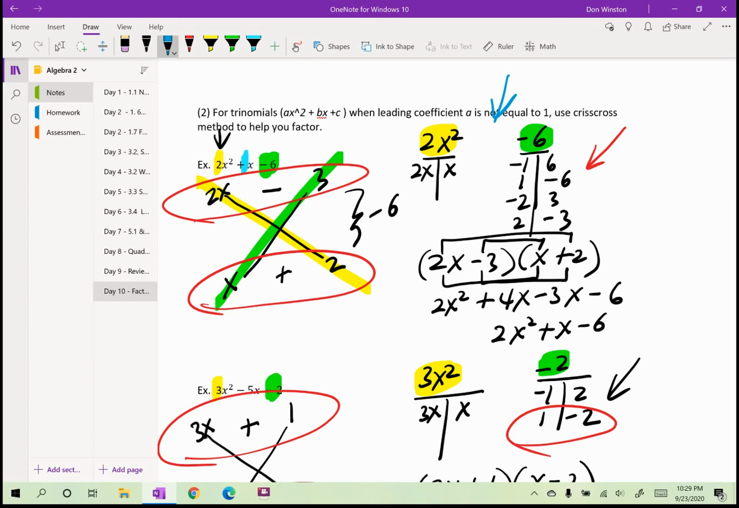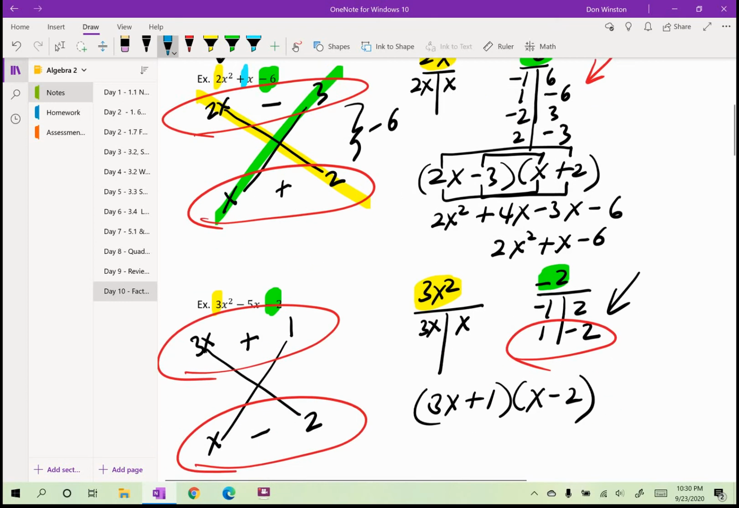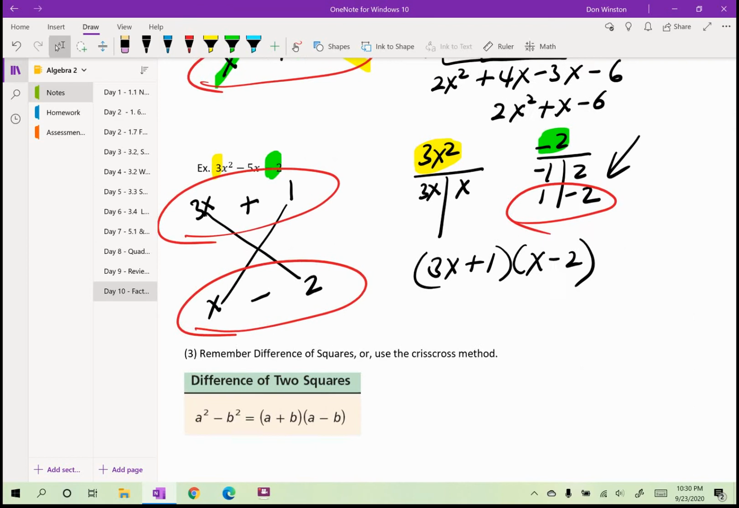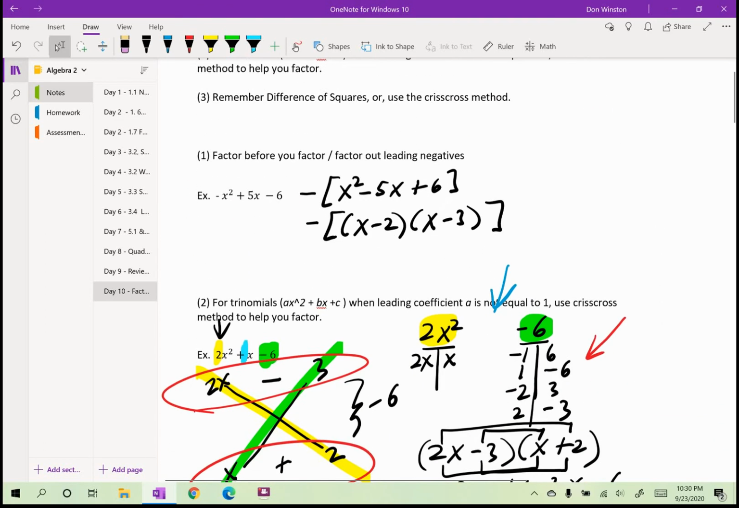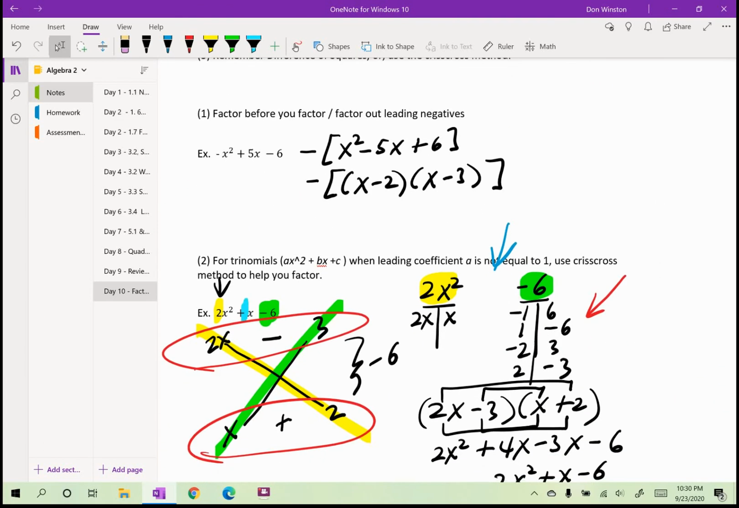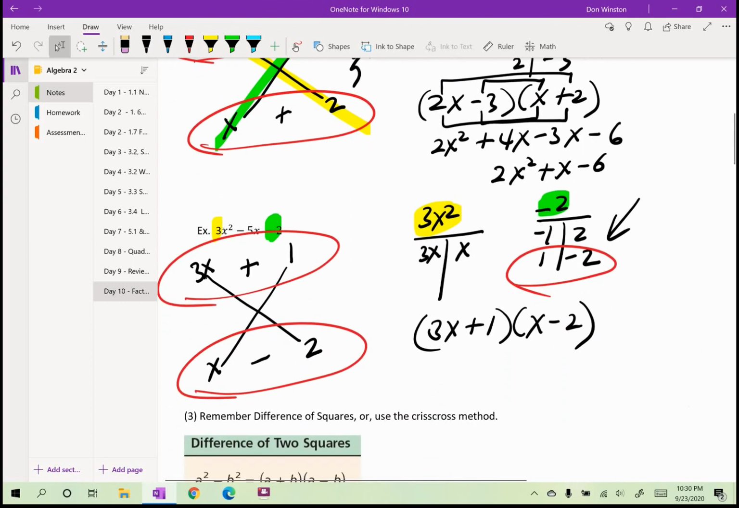The crisscross is a visual way to figure out what's going on here. But you're also looking at the tables, and I've always taught that. All right, so there. Makes it easy peasy. Crisscross method. All right, now we'll go on to the third step here. Remember difference of squares. Or if you can't remember difference of squares, use the crisscross method.